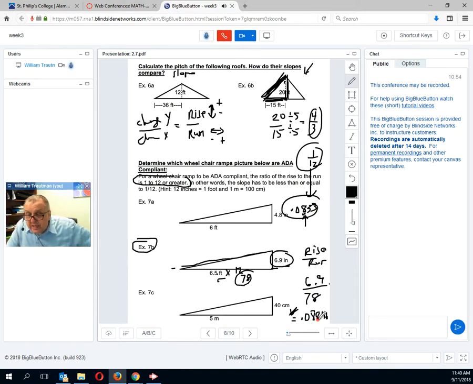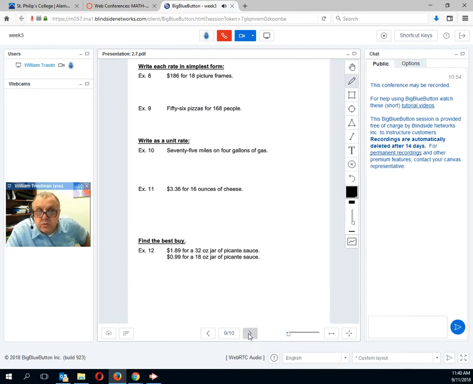Mine is 0.088. So 0.0833 is the 1/12, and mine is 0.088. Do you see how the first two digits are the same, but the third digit, mine is greater than theirs? Our slope cannot be greater than theirs because then it's too hard to get up. The slope must be less. So this is not compliant. It's not ADA compliant. Okay, that's a cool question.